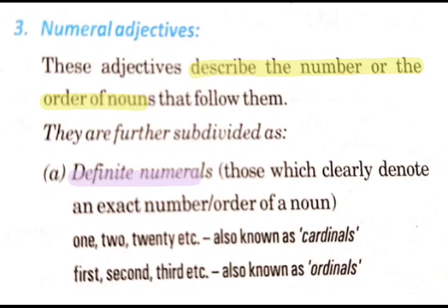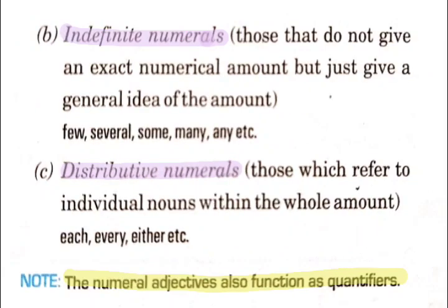These are of two types, cardinals and ordinals. Cardinals are simple number 1, 2, 3, 4, 20, 30 and so on. Whereas ordinals are positions. First, second, third, last, fifth. Okay. Second, we have indefinite numerals. Indefinite means those which we do not have exact amount, exact numeric amount. We have a general idea. For example, few, several, etc. Here we do not know the exact numeric amount.